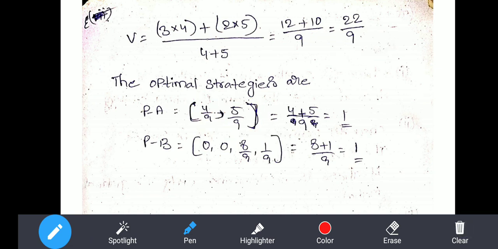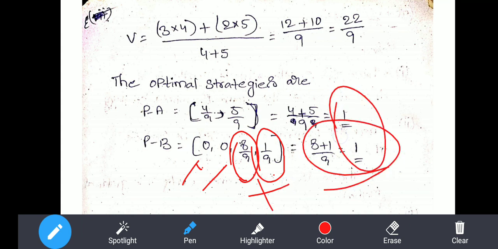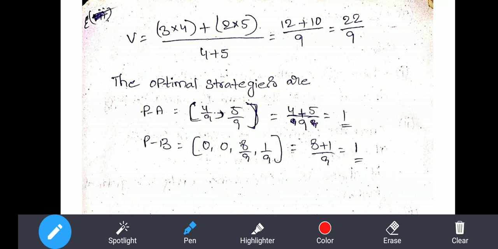Next, the player B strategies will be B1, B2, B3, B4. B1, B2 will be deleted, that means it will be 0. B3's probability is 8 by 9, B4's probability is 1 by 9. The sum of these two will be 1. In the mixed strategy condition, the sum of the probabilities will be equal to 1. That condition was satisfied and the value of the game also will be calculated. This is about 2 rows, n number of columns.